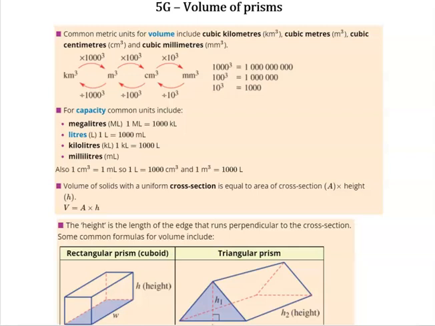Volume of prisms. Common metrics for volume are cubic kilometers, cubic meters, cubic centimeters. So they're going to come out cubed, which makes sense because a cube is a solid, where a square is flat. So when we do the conversion, we actually have to cube it. Usually from kilometers to meters is 1,000, but we're going to have to cube that as well.